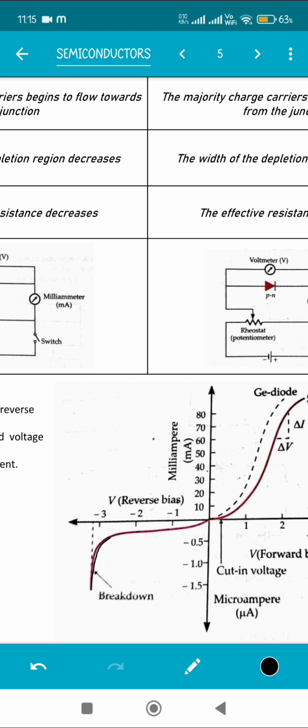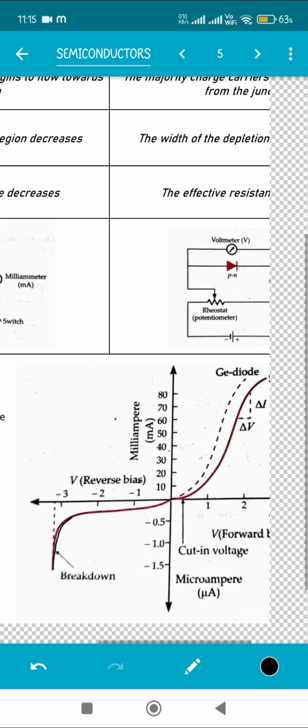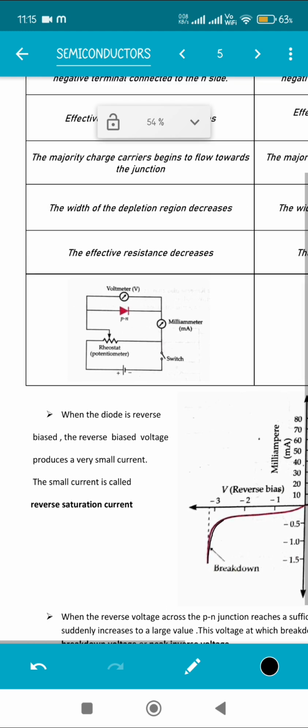So there are certain terms which are associated with this. First of all, let's talk about reverse saturation current. When the diode is reverse biased, the reverse bias voltage produces a very small current like we have just seen. This small current is known as the reverse saturation current. Okay, the current which is found in the reverse bias condition, which is increasing at a very low rate, is known as the reverse saturation current. Saturation means something which is not increasing, something which is saturated, something which is constant.